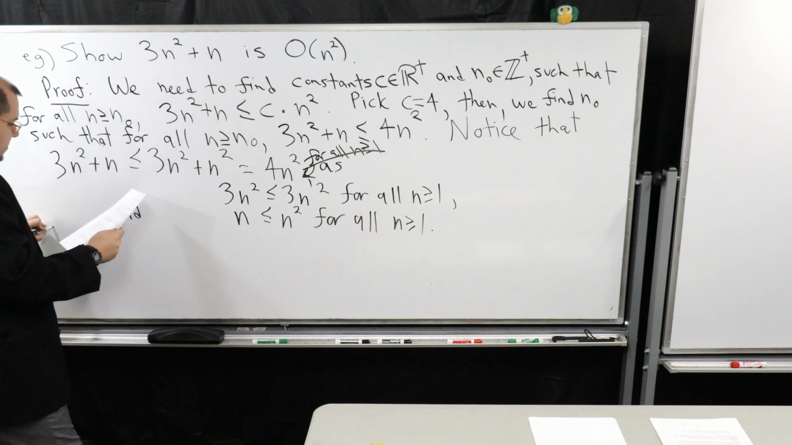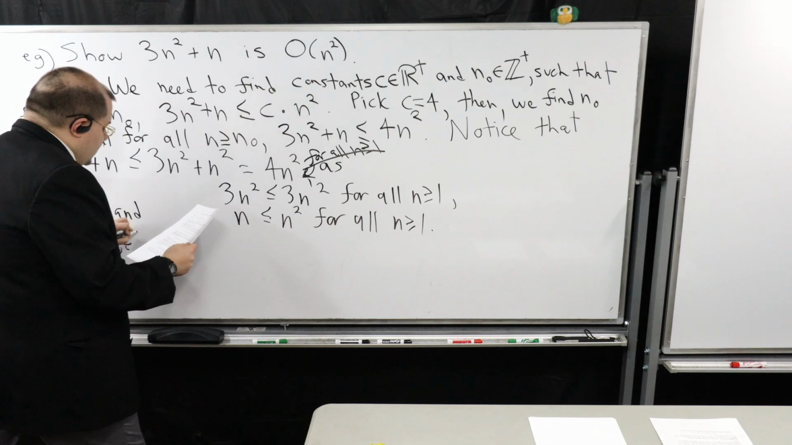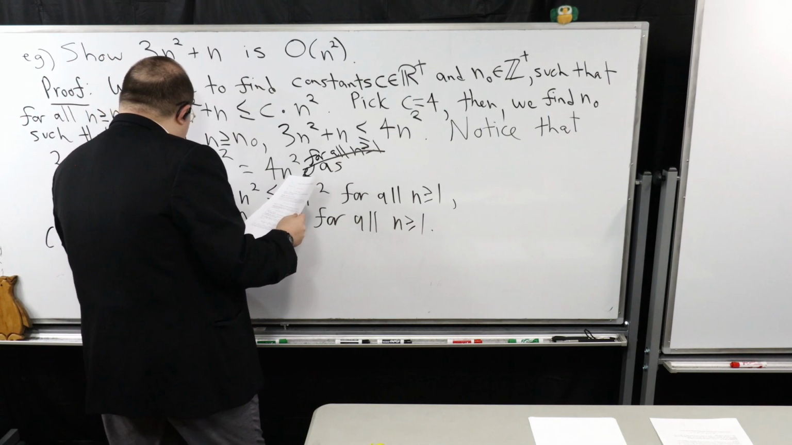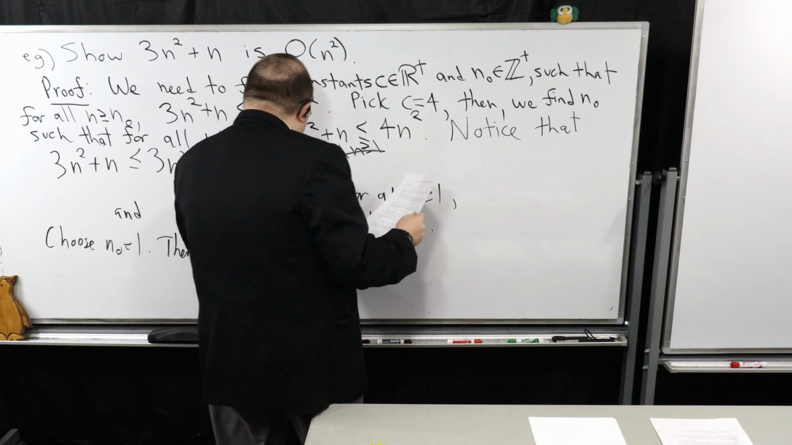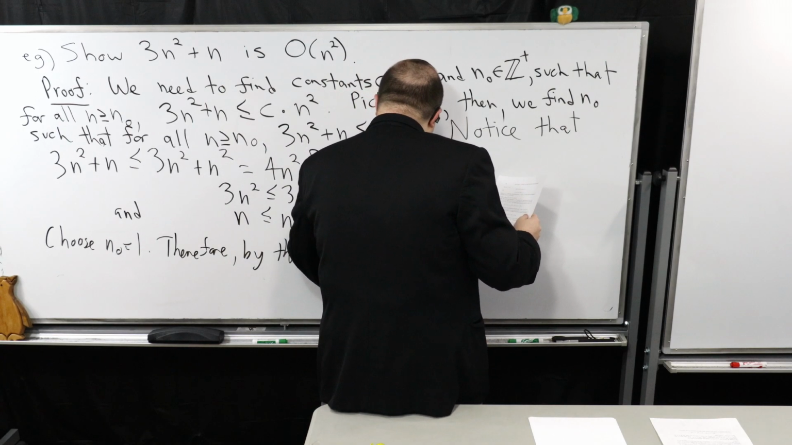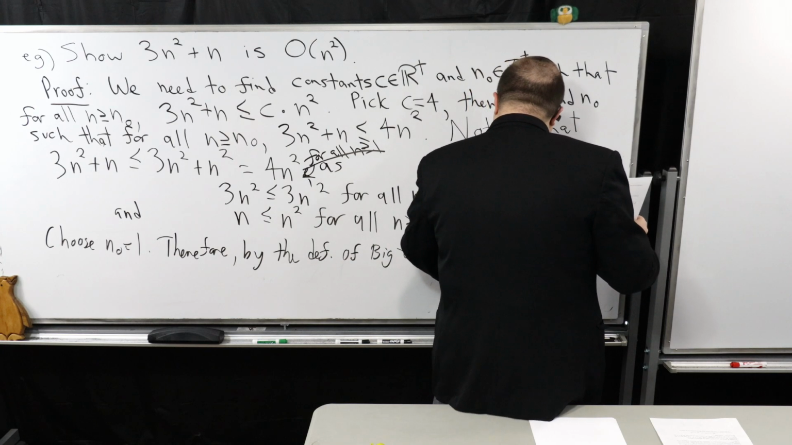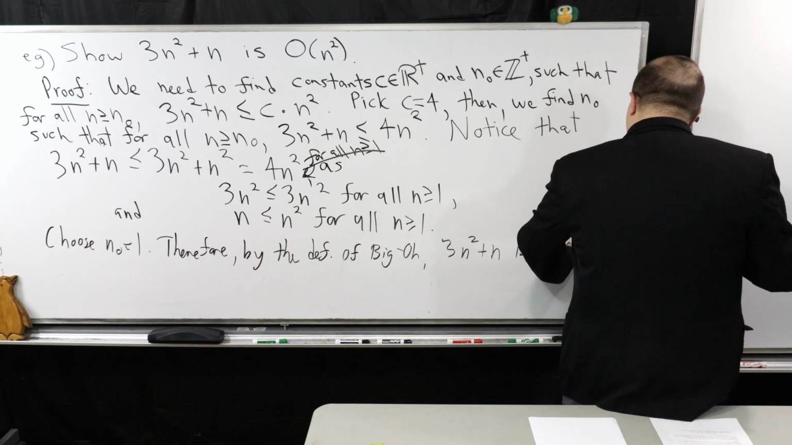So, we're going to choose n0 equal to 1. Therefore, by the definition of big O, 3n squared plus n is big O of n squared. And we're done.